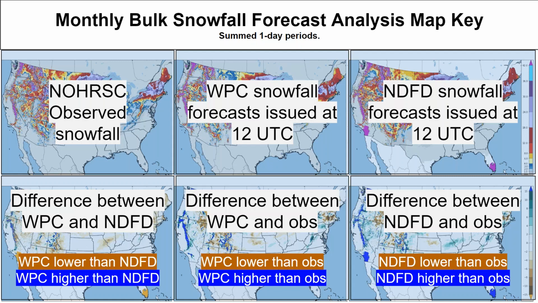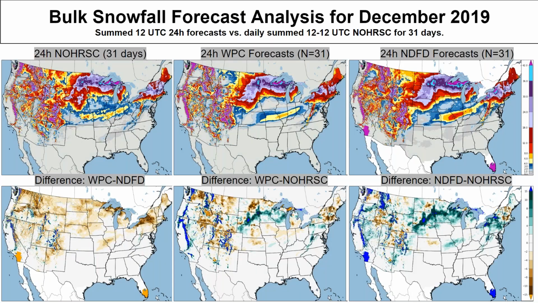So if we go to the first month here, looking at the month of December, I think 2019, again, analysis and forecast summed for 31 days there at the top from WPC and NDFD. What's kind of neat about these analyses and the forecasts is you can definitely see different storm systems and storm tracks, and then of course the favored regions for really heavy snow, especially downwind of Lake Superior there. And then the differences are interesting too.